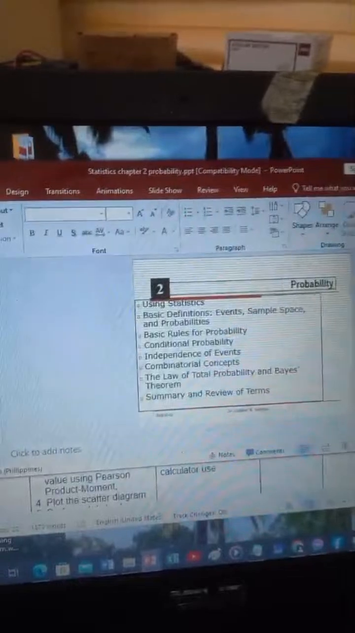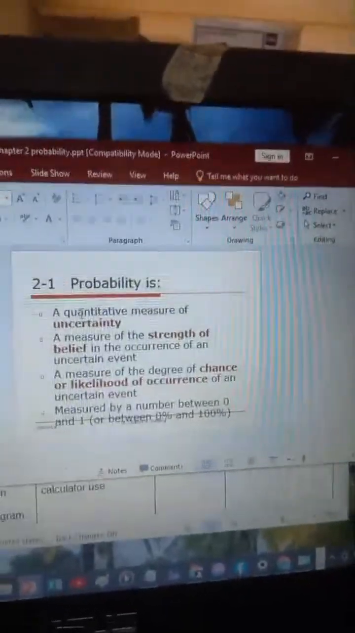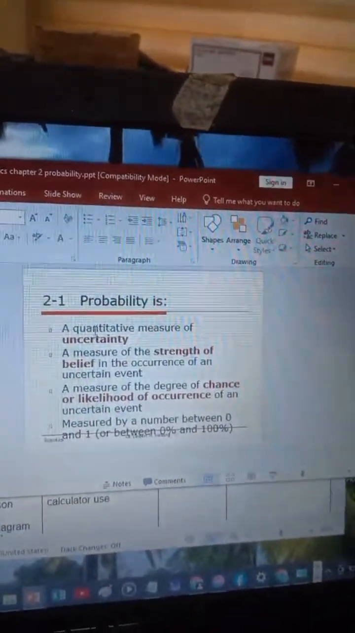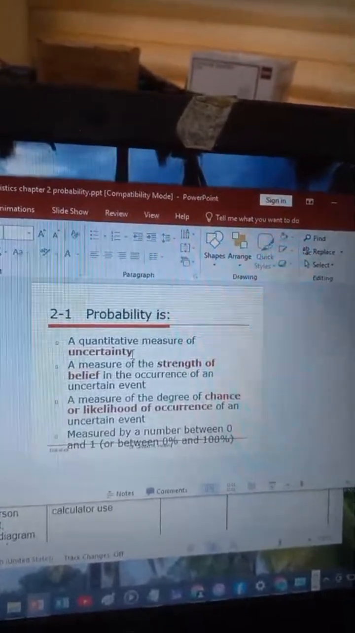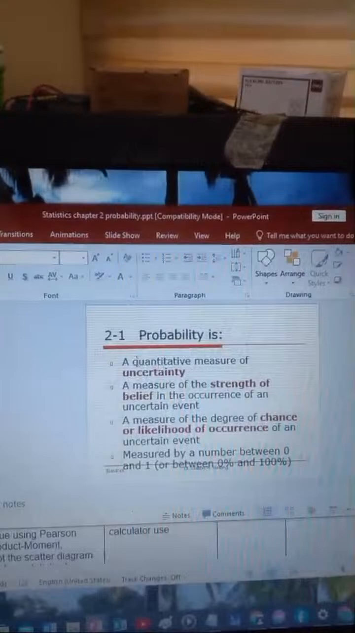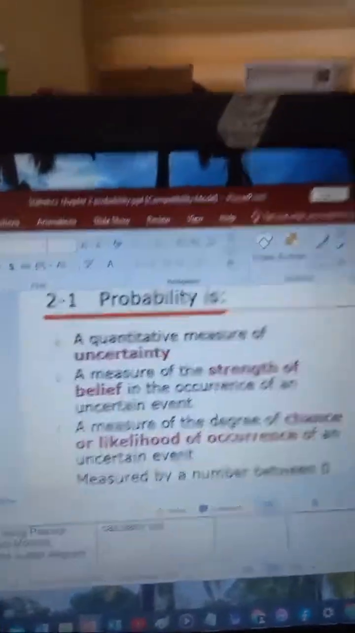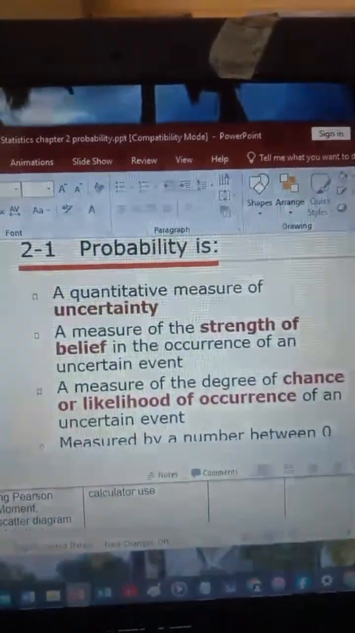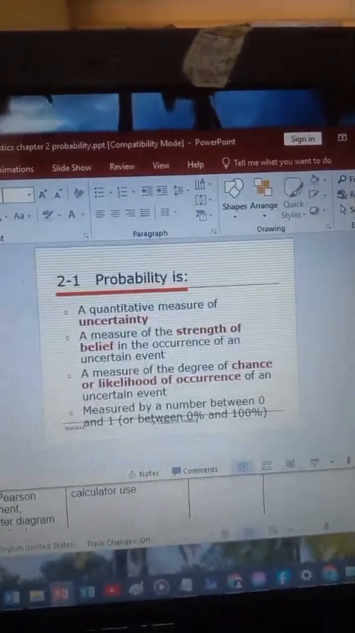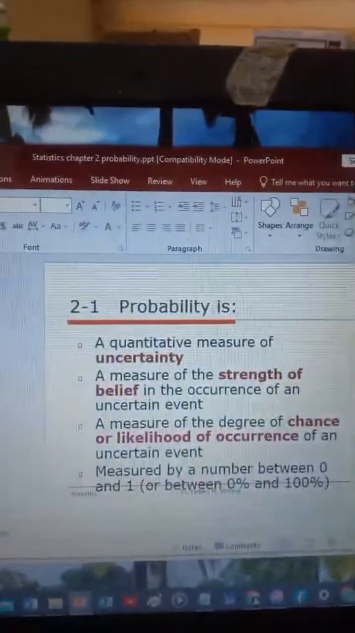Again, this is the definition of probability. It is a measure of uncertainty. But what kind of measure is it? It is a quantitative measure. I will enlarge this, excuse me.